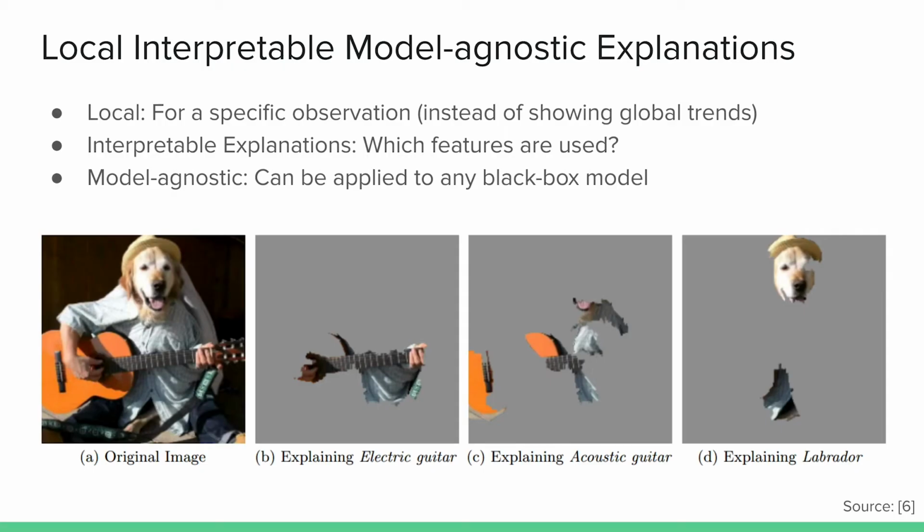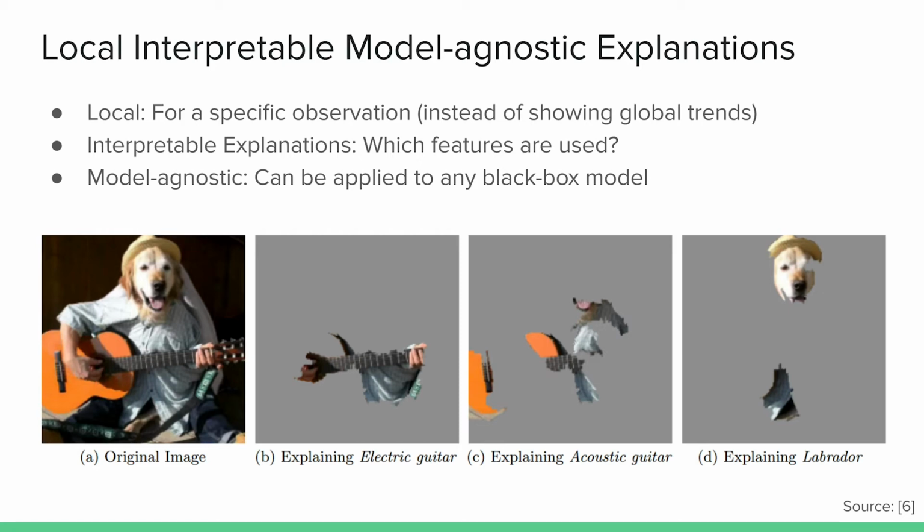LIME stands for Local Interpretable Model-Agnostic Explanations, and that means that local, it's for a specific observation instead of showing global trends. So it's not the average precision, it's for one particular sample we want to get some explanations. It's interpretable by trying to explain which features it used to come up with a certain output, and model-agnostic being in such a sense that it can be applied to basically any black box model. It doesn't have to be a deep convolutional neural network. You can apply this to any black box model.